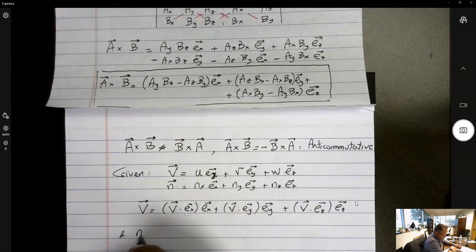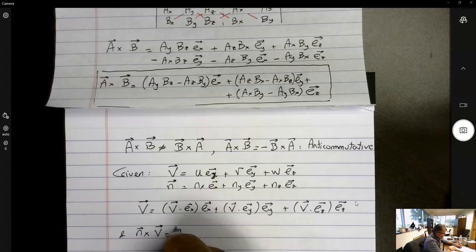And I'm going to express n cross V as n crossed into this whole thing: V dot ex in the x direction, plus V dot ey in the y direction, plus V dot ez in the z direction.